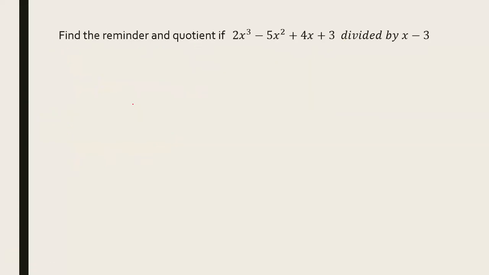Right, this one, find the remainder and quotient if 2x cubed minus 5x squared plus 4x plus 3 is divided by x minus 3. We're going to find the remainder and quotient if this function is divided by x minus 3. I'm going to use the Horner method.